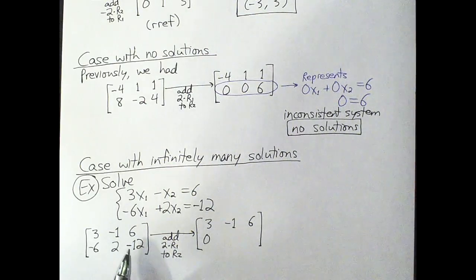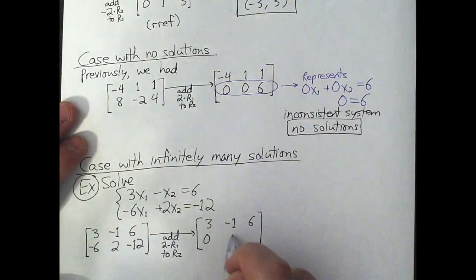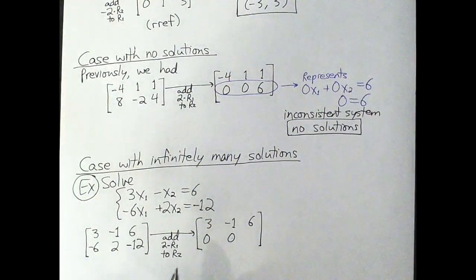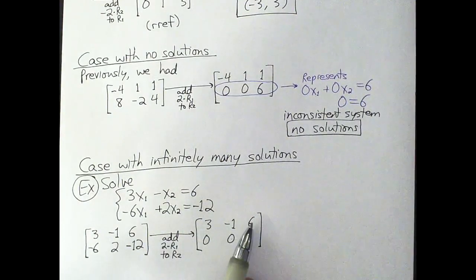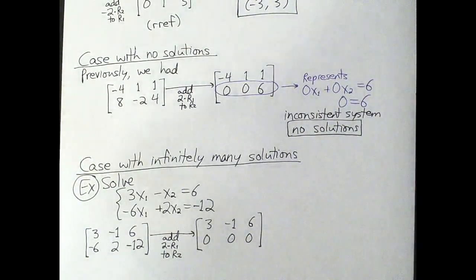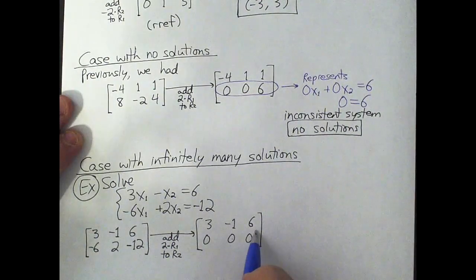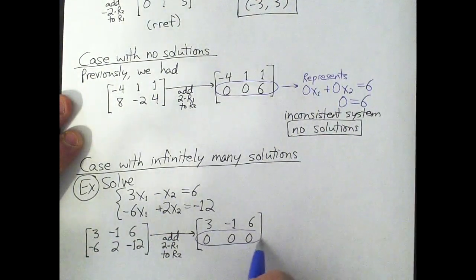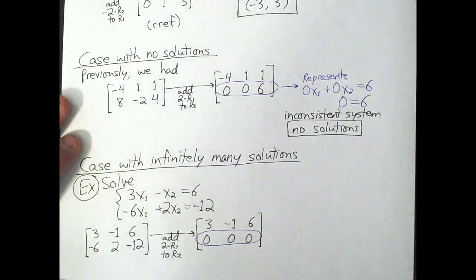So let's say, all right, 2 times negative 1 gets added to 2. That's also going to give me a 0. And 2 times 6 gets added to negative 12. That's also going to give me a 0. Okay, so this is the first time we've had this happen: a row entirely of zeros.